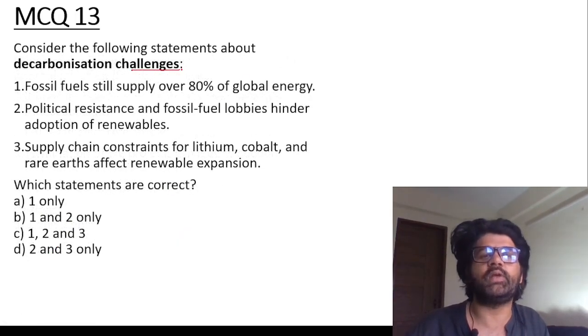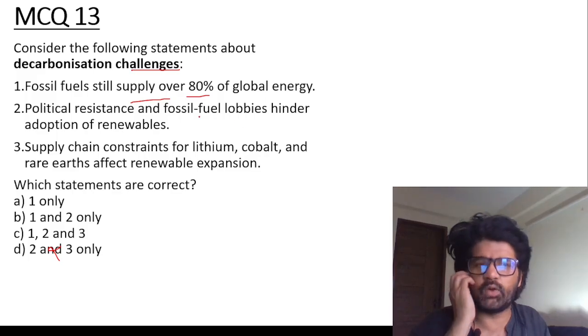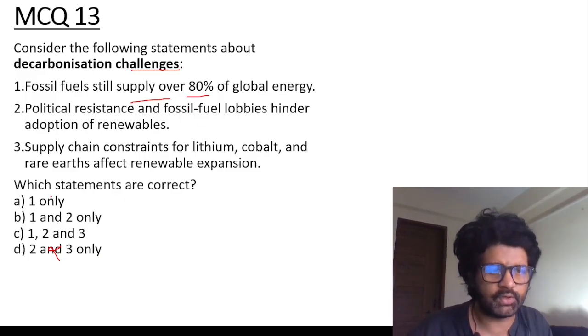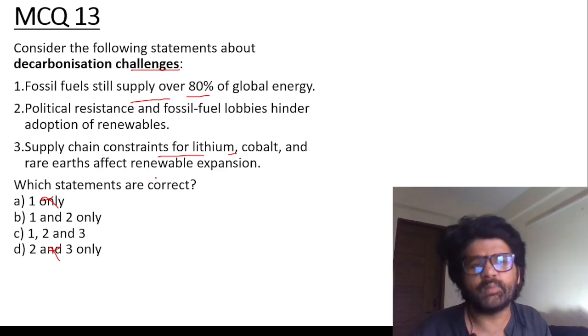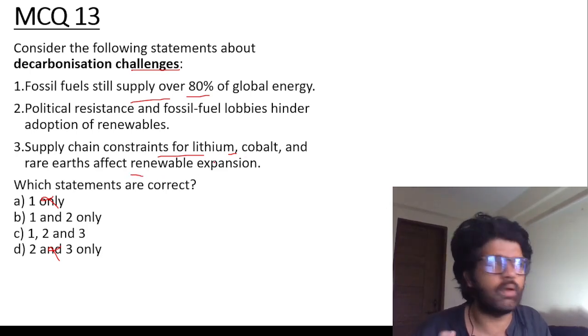MCQ 13. Decarbonization challenges. Fossil fuels still supply 80% of global energy. Very good. Political resistance, yes, these lobbies are always there when money is involved. So the second is also correct. Supply chain constraints for lithium, cobalt, rare earths, that is also there. China is hogging all these things.